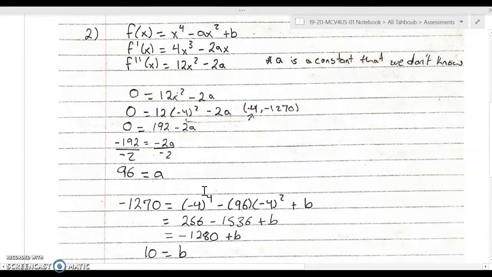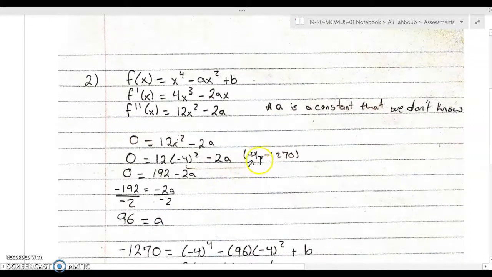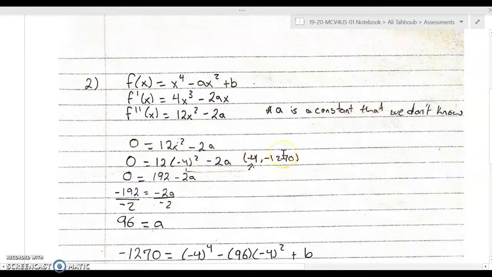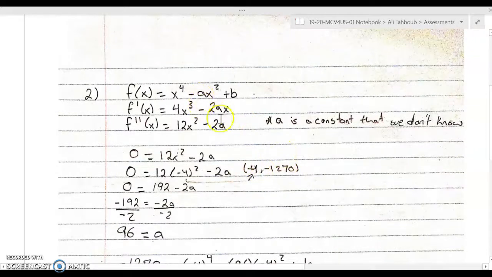So what we have now is an x value plus a y value over here, and now we also know the a. So we know the x, we know what f of x equals, and we also know what a equals. So the only thing left is to find b.